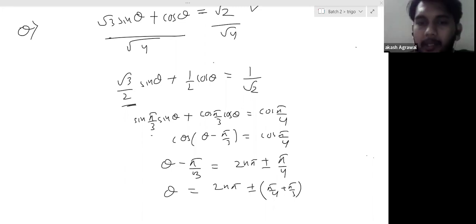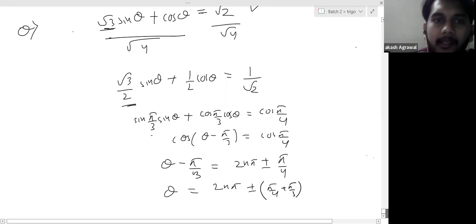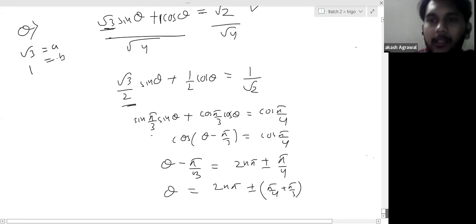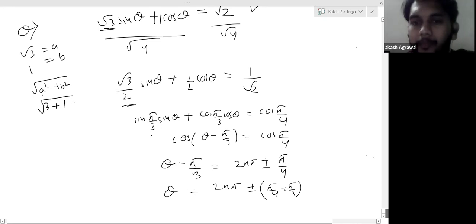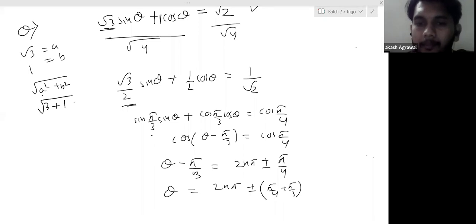Last topic left of trigonometry is trigonometric graphs. Why do we divide by root 4? Raman, this is root 3, and here the value of b is 1. And the only step I told you is to divide by under root a square plus b square. So under root a square is 3 plus b square is 1, under root 4. All right. Note it down.